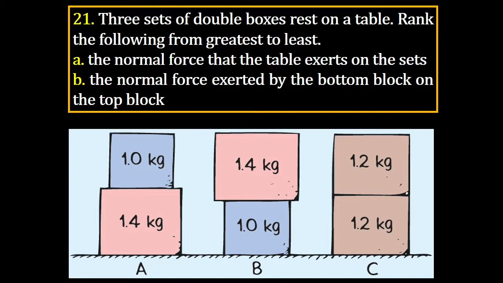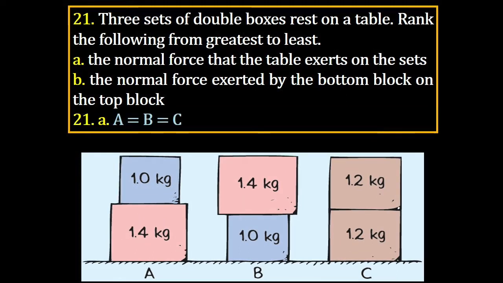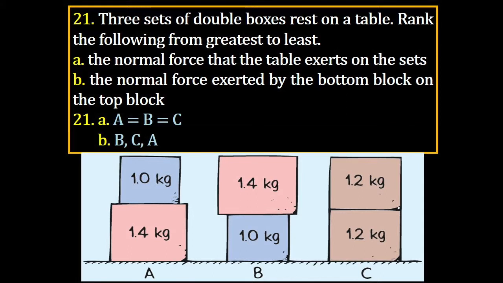And then part B says the normal force exerted by the bottom block, so it would be B, C, A, because 1.4 is being supported, so that would be the greatest, and then 1.2 is being supported, that would be the next greatest, and then 1. So it would go B, C, A. That would be the alignment. So the answer would be, as I said, A equals B equals C. They would all have the same normal force because they all have the same weight. And then block 1.4 has the greatest weight, and then 1.2, and then 1. So the answer would be BCA.